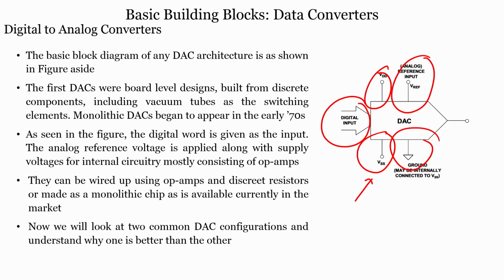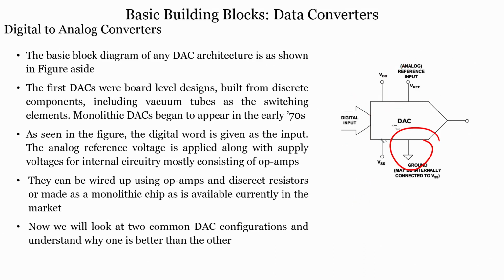The first DACs were board level designs built from discrete components, including vacuum tubes as the switching elements. Monolithic DACs began to appear in the early 70s. As seen in the figure, the digital word is given to the input, and the analog reference voltage is applied with supply voltages for internal circuitry, mostly consisting of operational amplifiers. It can be wired using op amps and discrete resistors, or made as a monolithic chip, as is available currently in the market.